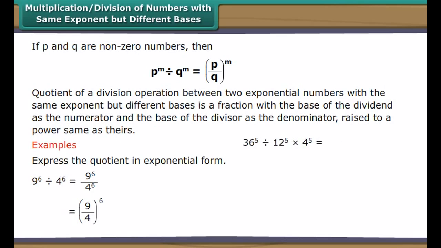Similarly, 36^5 divided by 12^5 into 4^5 is equal to 36^5 upon 12^5 into 4^5, which is equal to (36 upon 12)^5 into 4^5, which equals 3^5 into 4^5, which is equal to (3 into 4)^5, which will be 12^5. Raising of exponential numbers to powers.